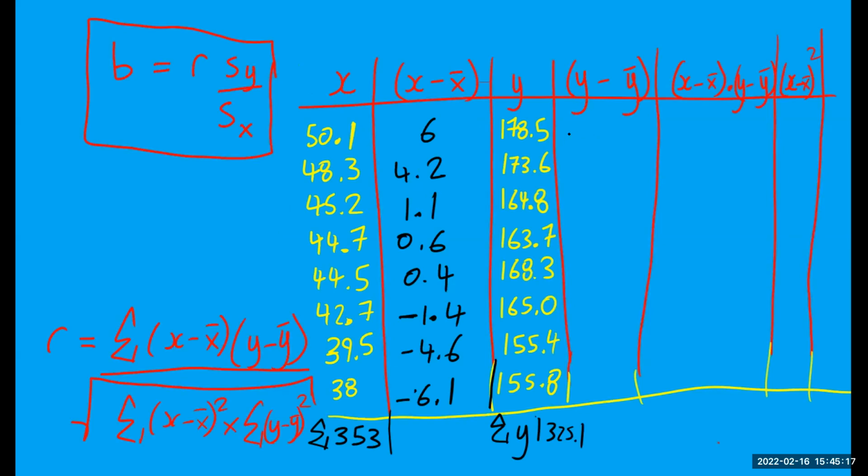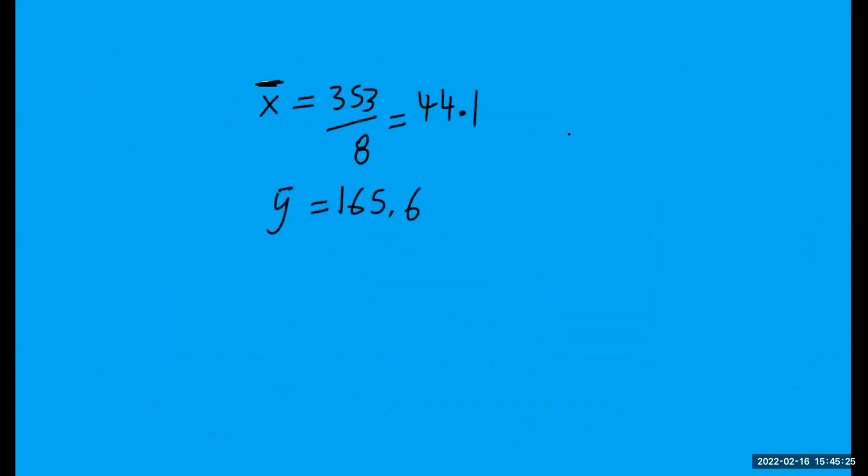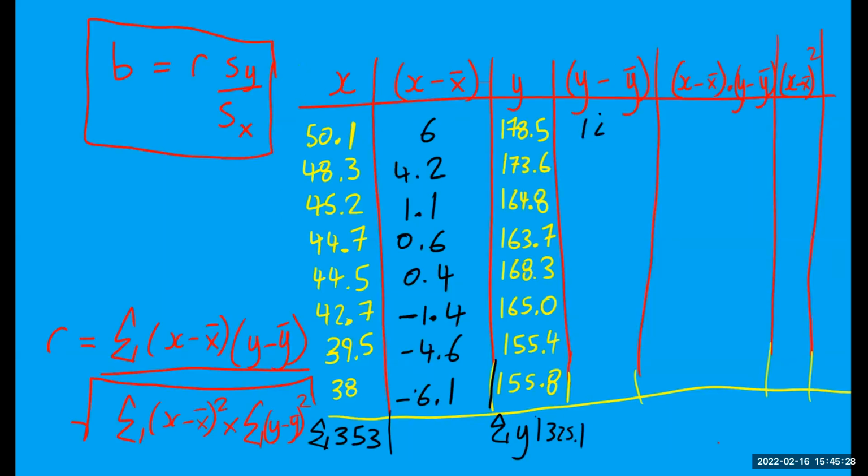In that case now, doing the subtraction, 178.5 minus 165.6, 12.9. All right, the next one, 173.6 minus 165.6, that's 8. Yes, sir. Then this one is going to be negative for sure. 164.8 minus 165.6, negative 0.8. And this is negative 1.9.